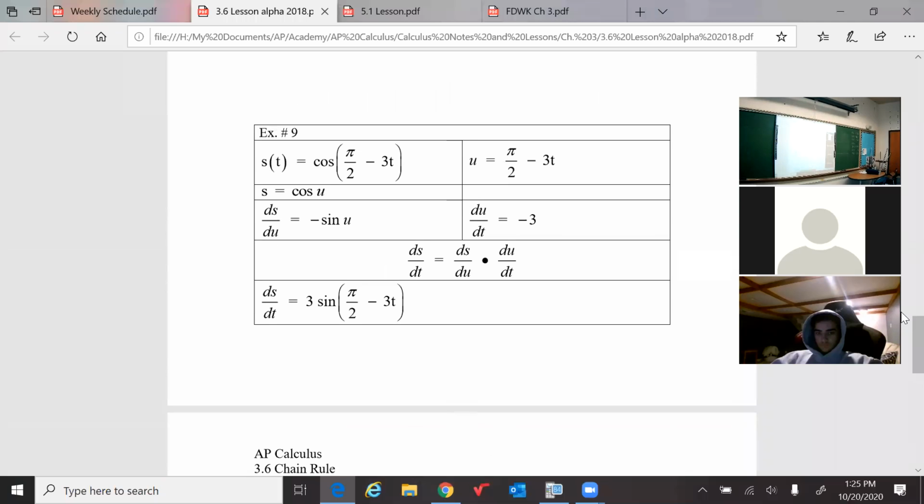All right, so here's where we are. We have the cosine of what's inside the parentheses. What's inside the parentheses, pi over 2 is a constant. That's a number. That differentiates to 0. This derivative would be a negative 3. Then what? Cosine differentiates to negative sine. So we have negative times the negative 3 is a positive 3 sine of what's inside the parentheses. That'll be your velocity. Done. Okay?